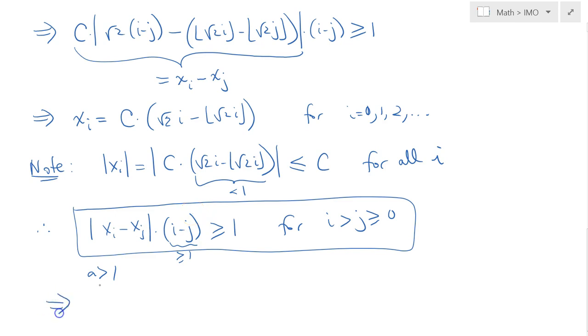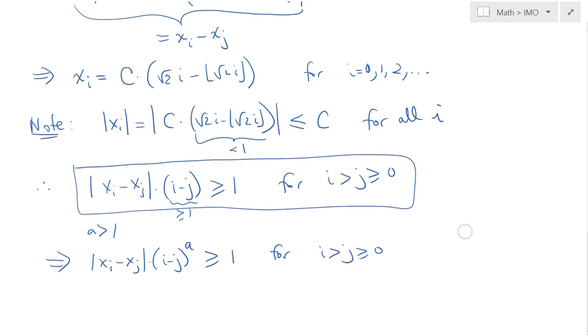So therefore this would imply that the absolute value of x sub i minus x sub j times i minus j raised to the 8th power is definitely greater than or equal to 1 for i strictly greater than j greater than or equal to 0, and a strictly greater than 1, and we are done.